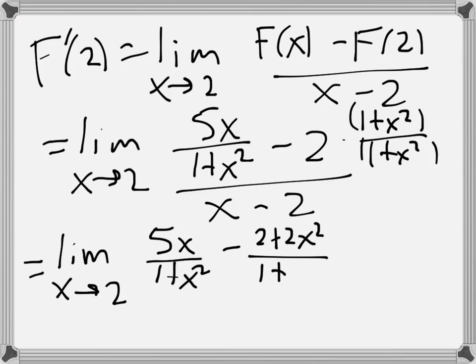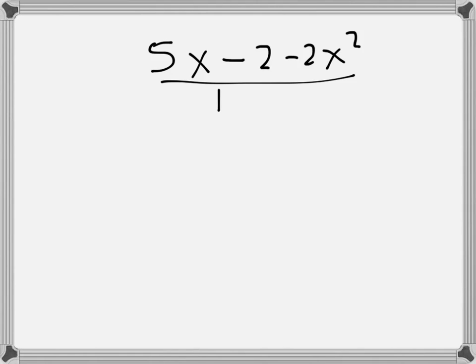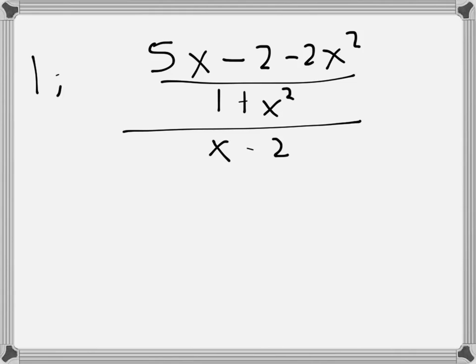So I'm just going to combine that top there. I'm a bit out of space, so I'll go to the next page. But notice here, I have to subtract 2, and I have to subtract 2x squared. That is an important point, which you'll see in my next slide. So this will be 5x minus 2 minus 2x squared over 1 plus x squared, all over x minus 2, and this is the limit as x goes to 2.